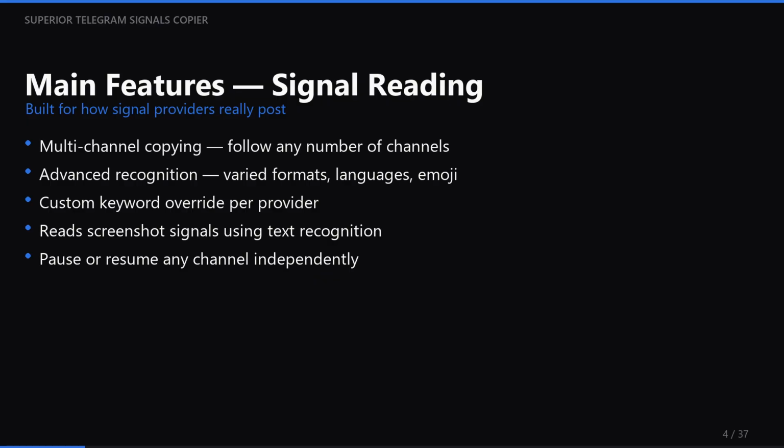Let us look at the main features, starting with signal reading. You can follow any number of Telegram channels or groups at once. The recognition engine understands a wide variety of signal formats, multiple languages, and buy and sell emoji. If a provider words things unusually, you can add custom keywords for that provider alone. It can even read signals posted as screenshots, using text recognition to pull the wording out of the image. And any channel can be paused or resumed on its own, without affecting the others.